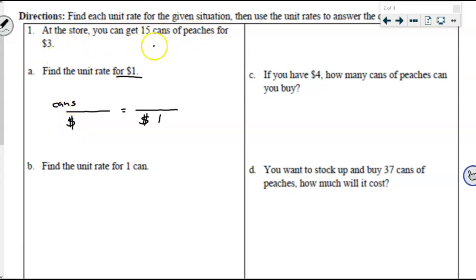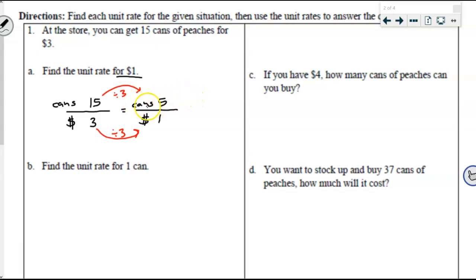Now I can plug in that initial information where I have 15 cans in the numerator and I have $3 in the denominator. And now with it set up like this, we can easily say, okay, how is that 3 going to change to become a 1? You know that that 3 changes to a 1 by dividing by 3. And you also know that with ratios, whatever I do to one part of the ratio, I need to do to all the other parts. So in the bottom, I'm dividing by 3, which means in the top, I'm also going to be dividing by 3. 15 divided by 3 is equal to 5. And remember, the label for that is cans.